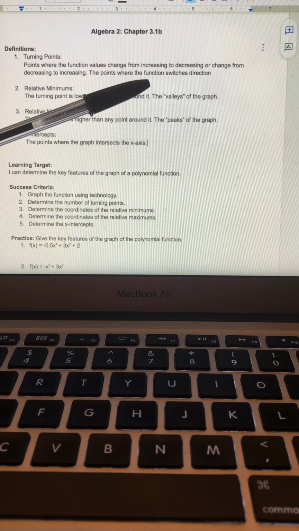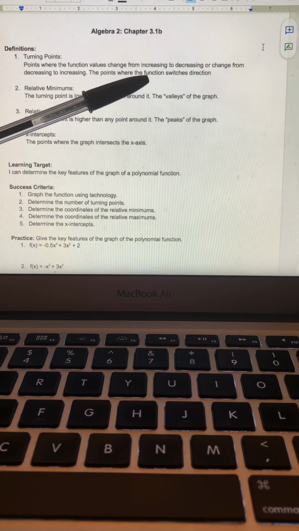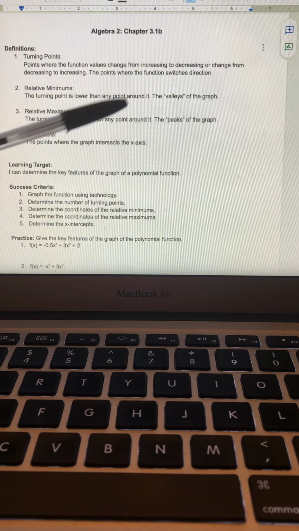Right, we're finishing up 3.1 today. So we need to go over a few definitions to start, and you have this in your Google Doc. So turning points are the points where the function values change from increasing to decreasing or decreasing to increasing. So basically, these are the points where the graph switches direction.